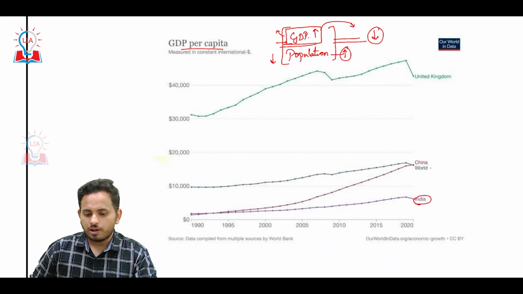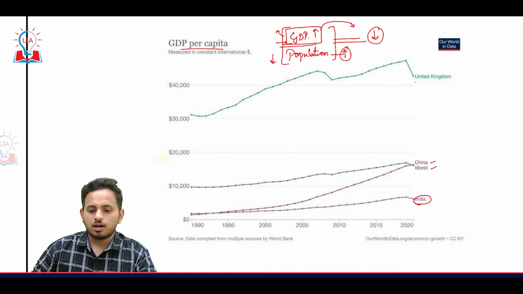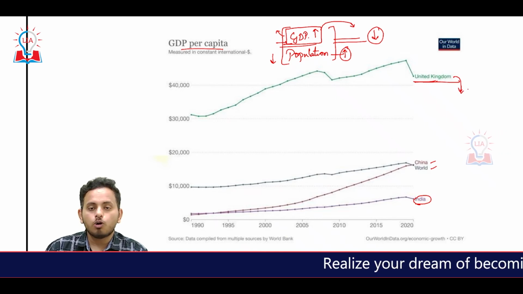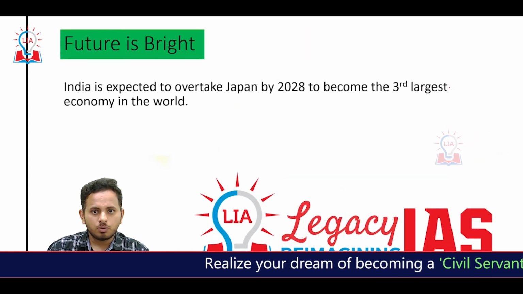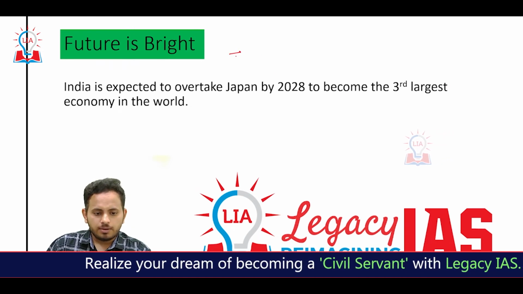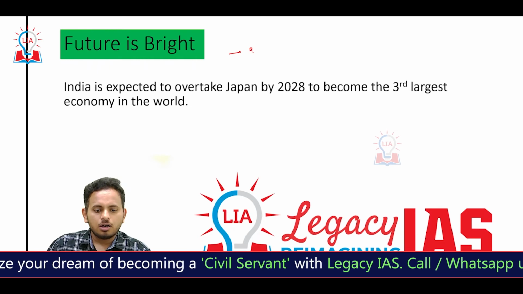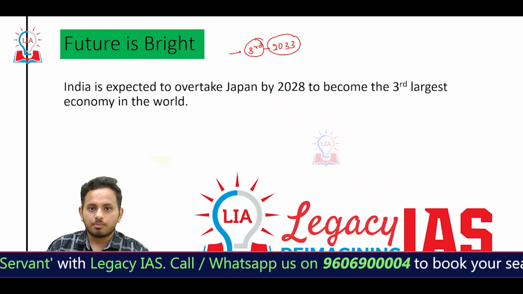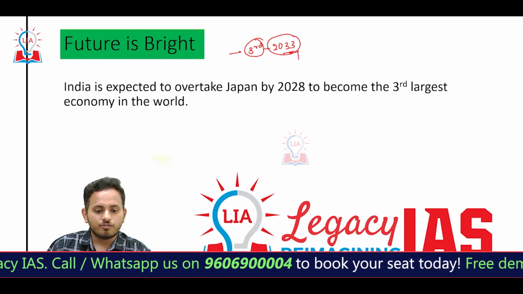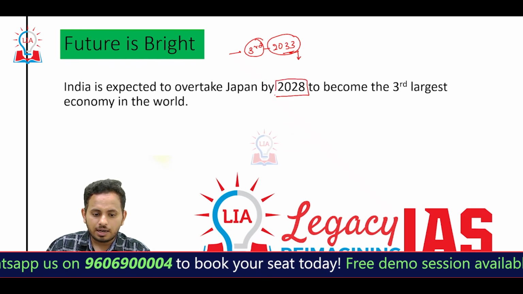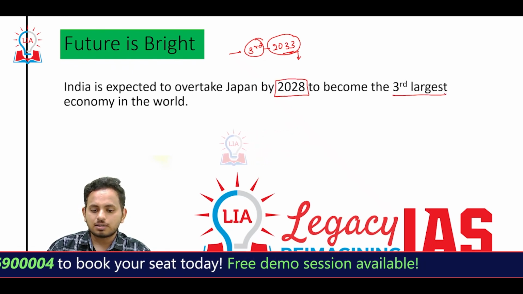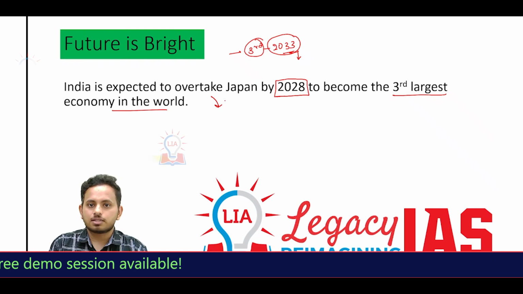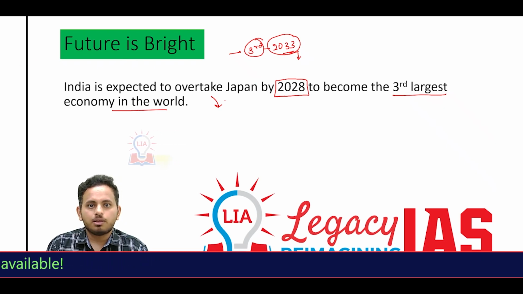India fares here well below the world average, China, and also the United Kingdom. United Kingdom is ranked very high because of its low population. The future is bright, and what can we expect in future? Actually, India was expected to surpass Japan to become the third largest economy in the world by 2033. But recent estimates by IMF also say that this will happen 5 years earlier, by 2028, when India would replace Japan to become the world's third largest economy. Okay, so this is what we are looking at, and this is the road ahead for India to achieve its dream of becoming a $5 trillion economy in the near future.